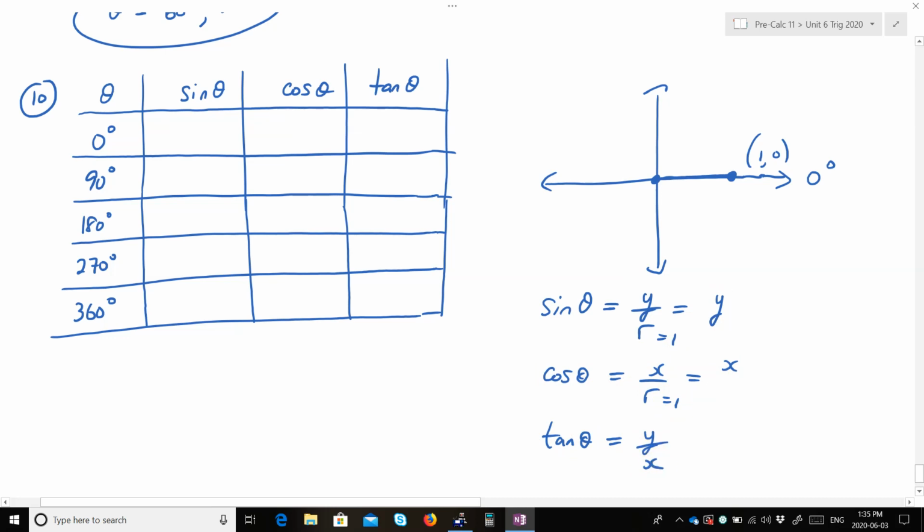Okay, so sine of 0 degrees is the y-coordinate, which is right here, so that's 0. Cos of 0 degrees then is the x-coordinate, which is right there, so that's 1. And then tan is y over x, so 0 over 1, which is equal to 0.